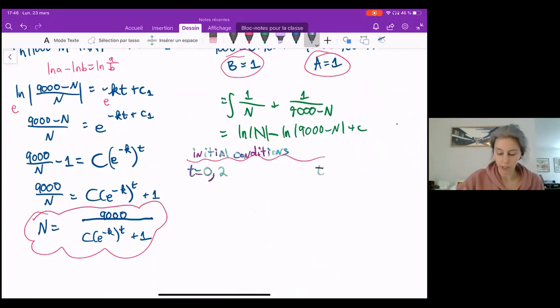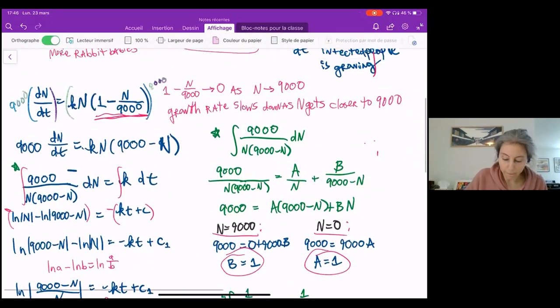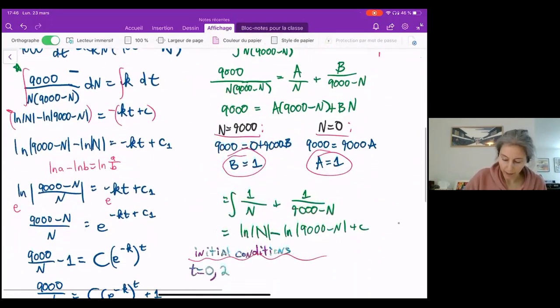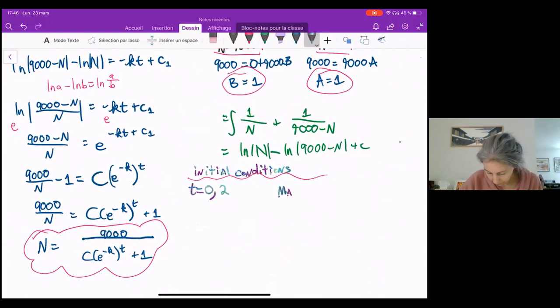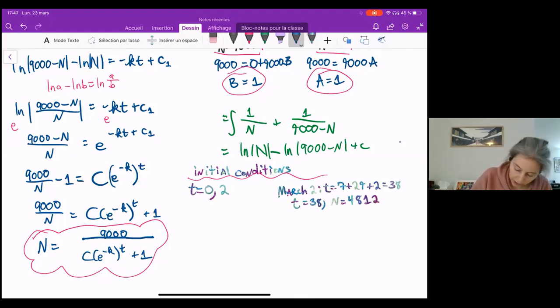On March 2nd, if January 24th is t equals 0, then there are 7 days left of January, plus the 29 days in February, plus the 2 days of March that we have here. So that's 7 plus 29 plus 2, which gives me 38. So I have t equal to 38, n equal to 4,812.